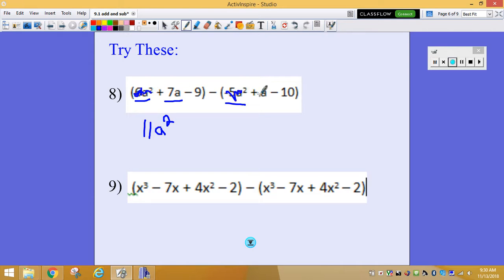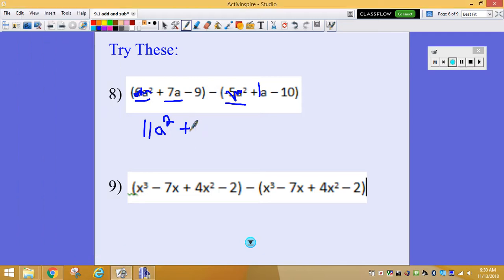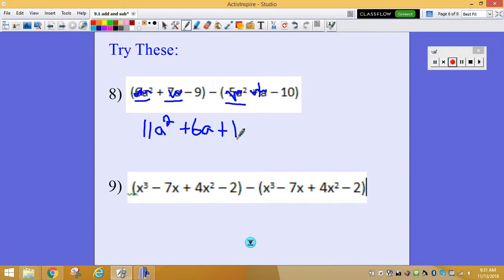7a, I can combine with 1a. Remember, put a 1 there. So 7, my middle sign is minus, and it's a positive 1. That gives me a positive 6a. So I'm going to scribble these out. Last up, I have a negative 9. My middle sign is a minus, and it's a negative 10. And that gives me a positive 1.